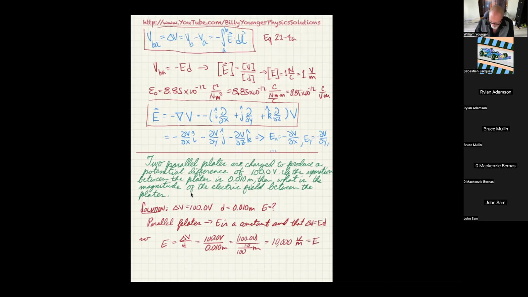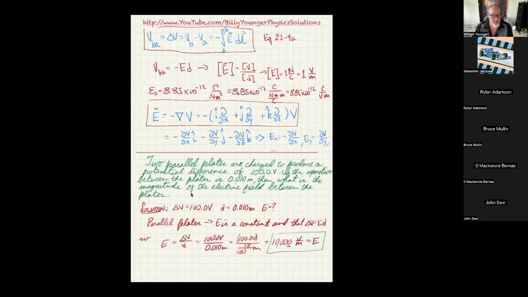I'm completely throwing caution to the wind and ignoring sig figs and all that good stuff. But technically, we should have 4 sig figs. 1, 2, 3, 4. So maybe this one digit at the end is not a sig fig, but that's it. Anybody have any questions on that?